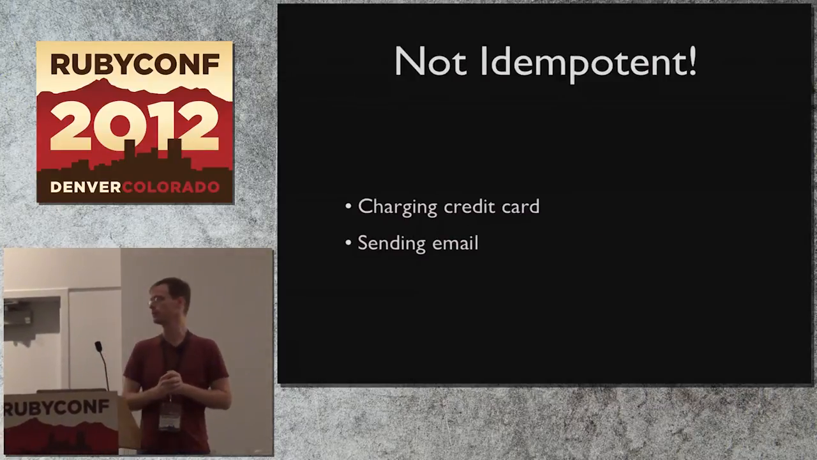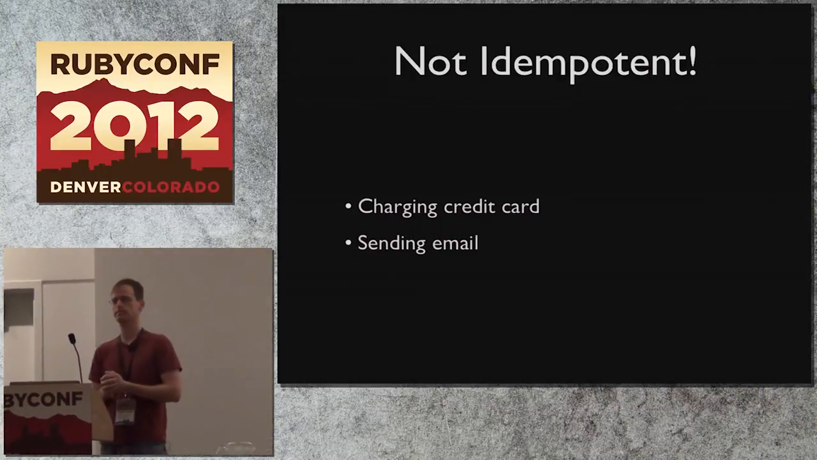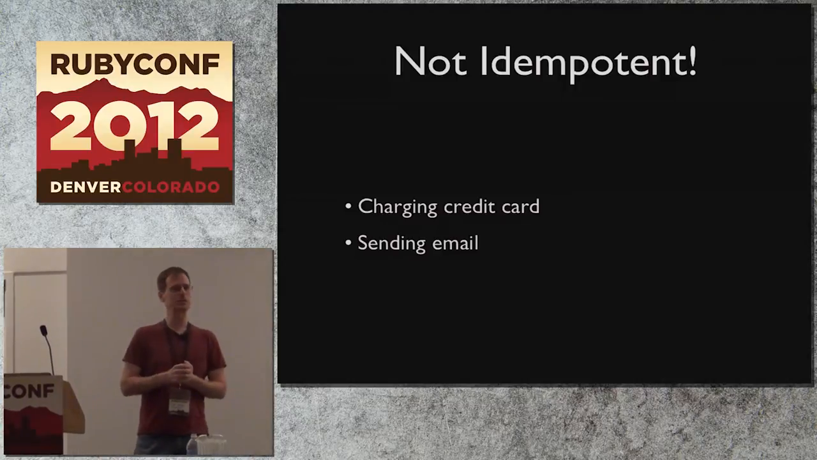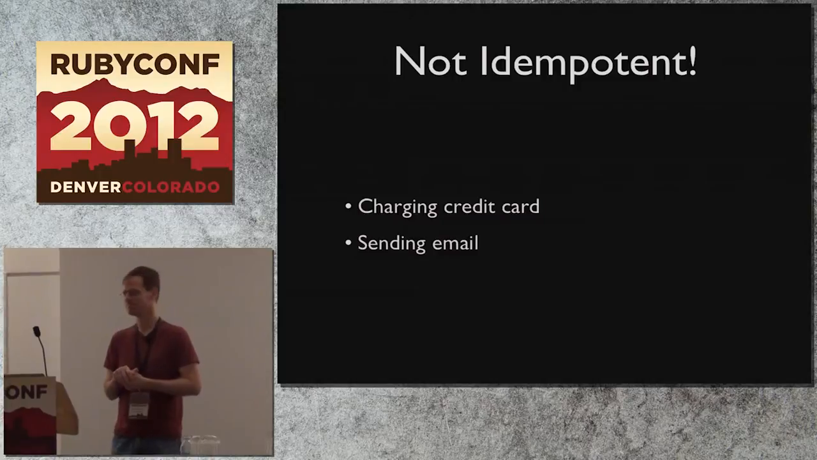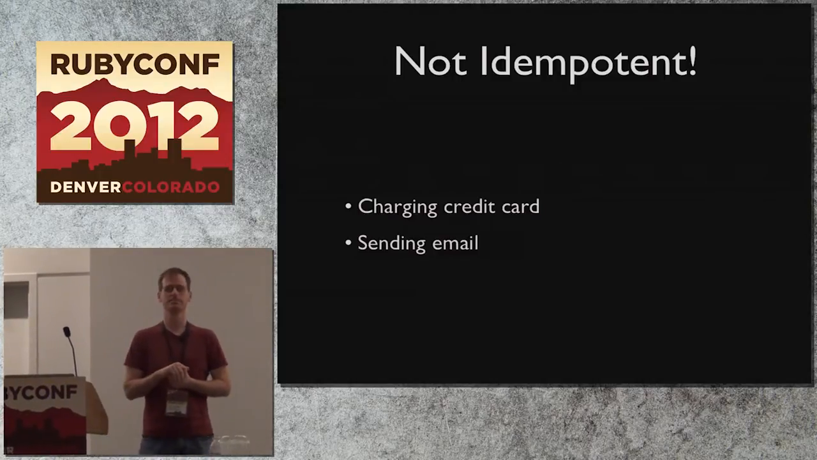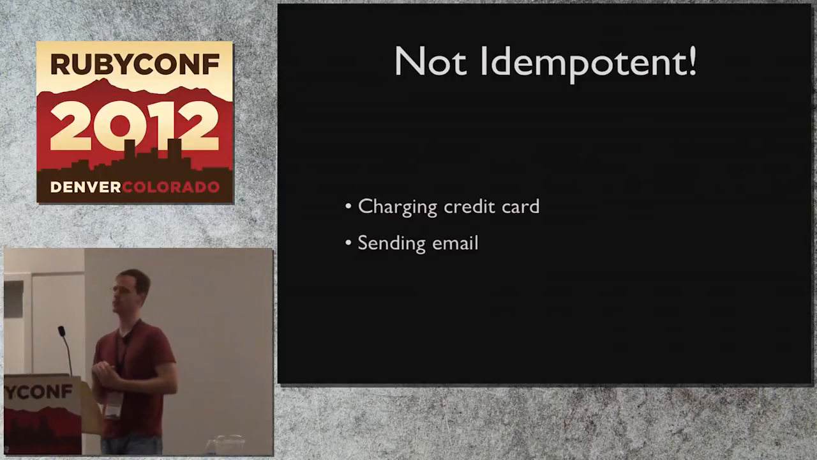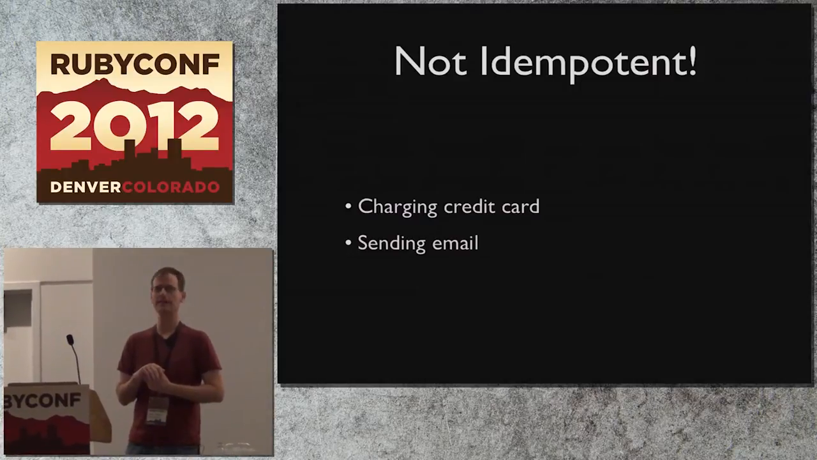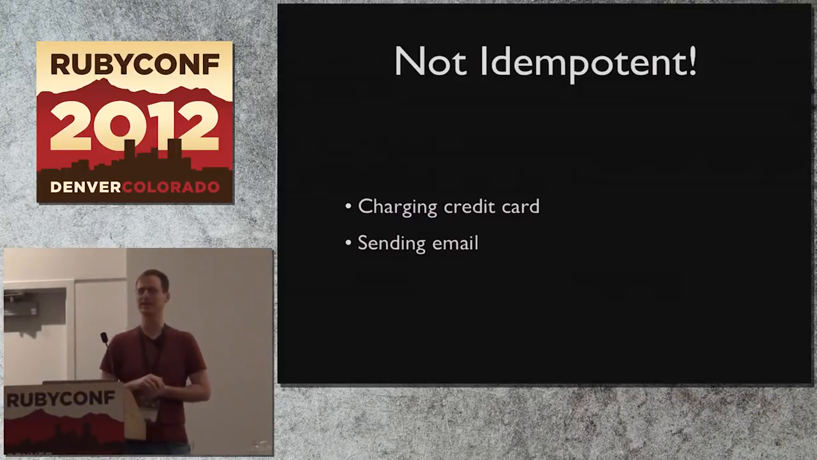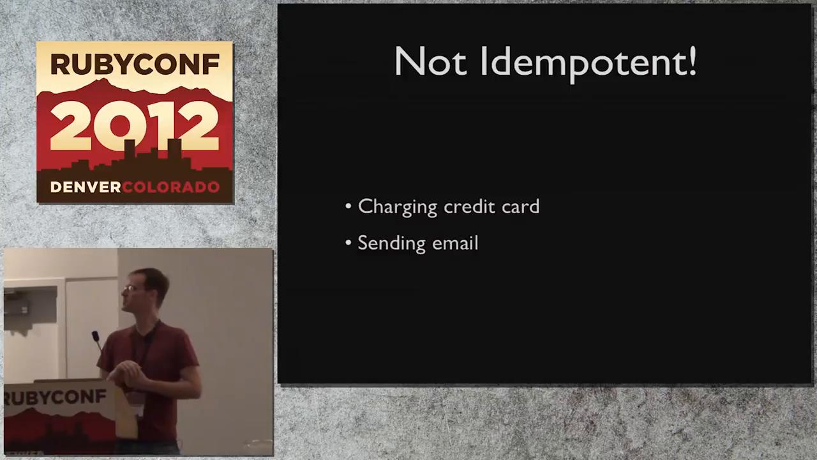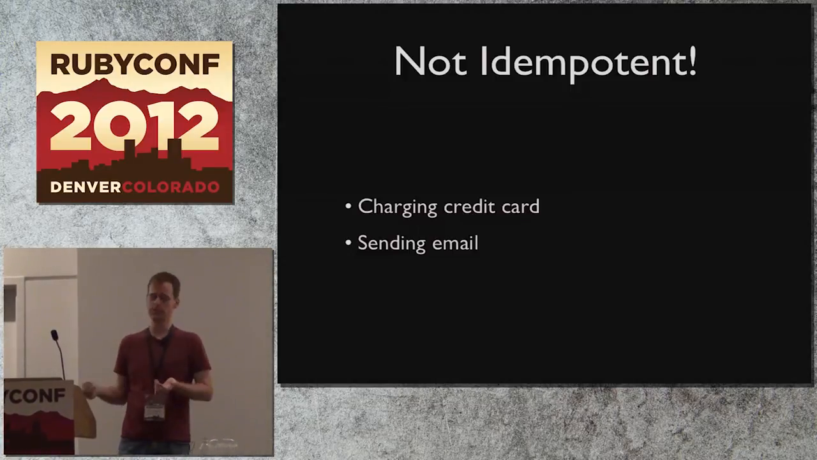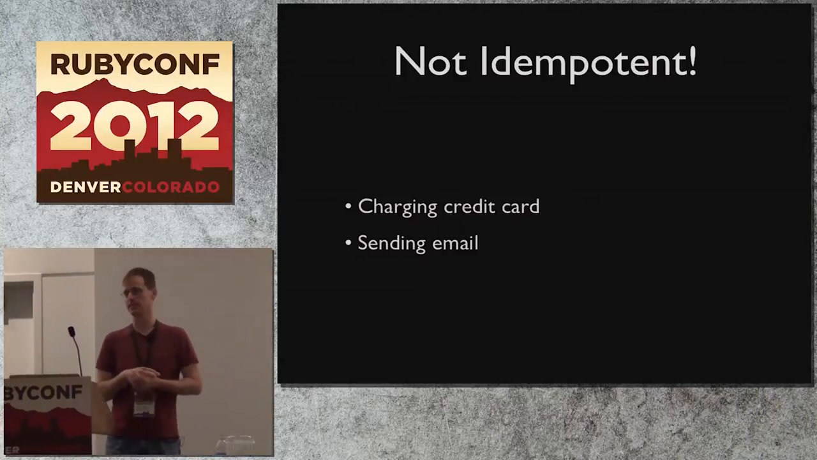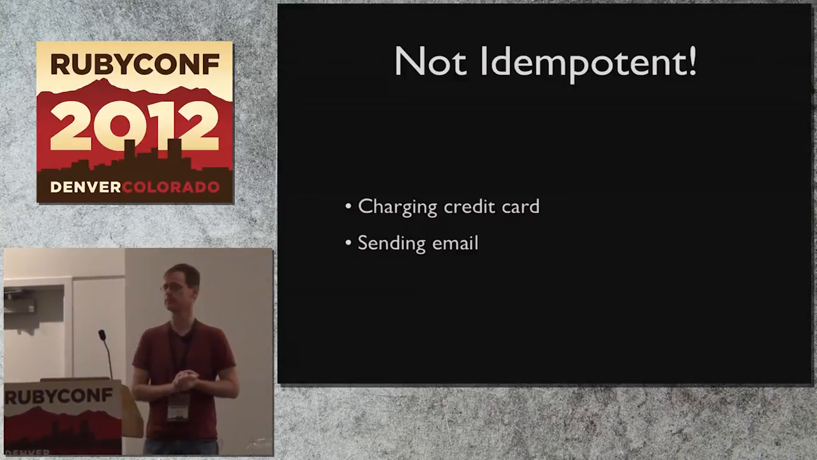Things that are not idempotent: charging a credit card. You ever gone to the place order screen and it says don't double click? They're not idempotent. That's exactly why they put that warning there, is because that developer is lazy and does not know what the word idempotent means. Sending an email is not idempotent. You send an email once, Gmail will happily deliver a second email to that same user with the exact same contents.